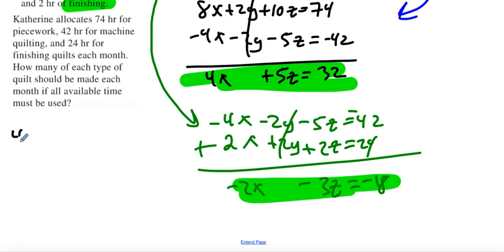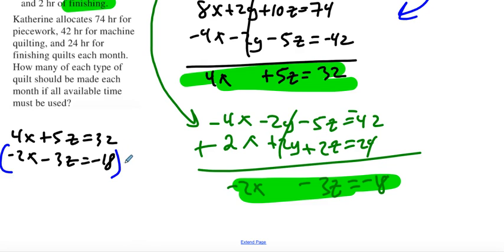So I'm going to come over here and rewrite those two equations. Cool beans. So I think I'll just multiply this bottom equation right here by -2. Just multiply everything by -2. So that means this now becomes a positive 4x. This right here becomes a positive 6z. And this right here becomes a positive 36.